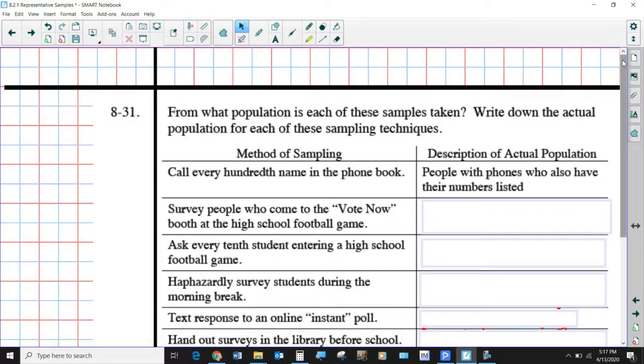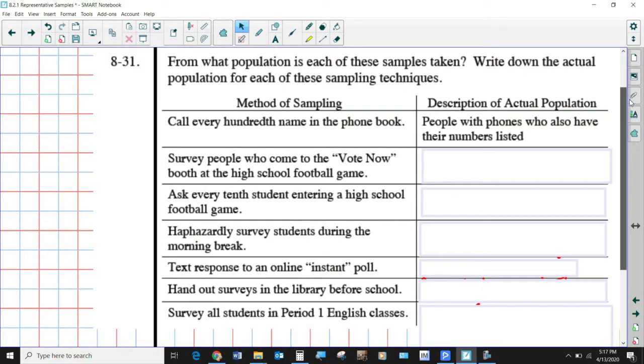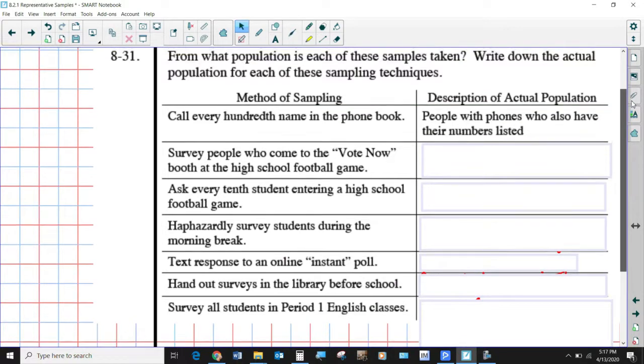Okay, so please pause the video. I don't know if you want to write all this down or just read through it and jot a few notes for each one. Basically what we're doing is this: this is the method of sampling, and this is the population that you would get. And we're trying to determine whether or not it would be a representative sample of your particular school. So go ahead and pause, read through them, formulate your thoughts, and then unpause it, and I'll go through and give you my thoughts.